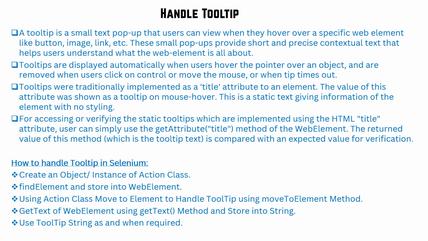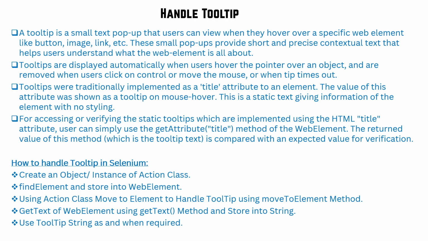Tooltips are displayed automatically when the user hovers the pointer over an object, and are removed when the user clicks on the control, moves the mouse, or when the tip times out. Tooltips were traditionally implemented as a title attribute on an element. The value of this attribute was shown as a tooltip on mouse over. This is static text giving information about the element, with no styling.